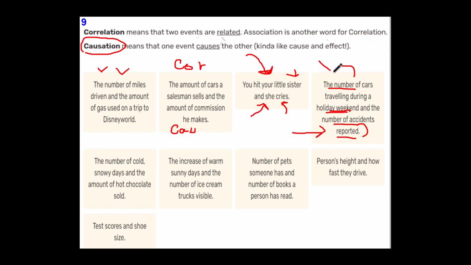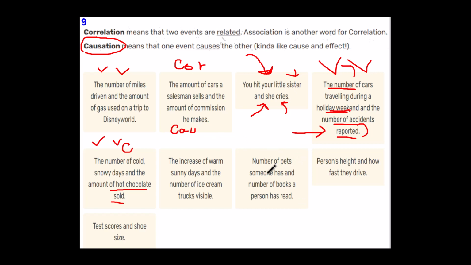So that's again both: the number of cold, snowy days and the amount of hot chocolate sold. Now there is a correlation. Is there a causation? Does the cold cause more people to want hot chocolate? I would say yes, that's going to be both. The increase of warm, sunny days and the number of ice cream trucks visible. Again, causation and correlation. Correlation first, causation yes.